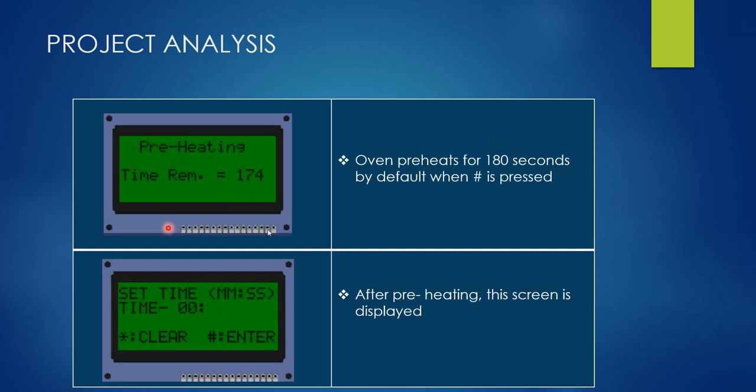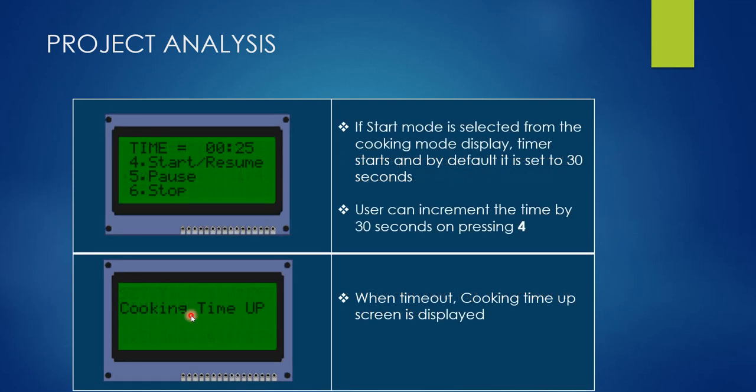Then the process will be the same as before in the convection mode, but before that, the oven preheats for 180 seconds by default when the hash is pressed. Hash means enter. If the process begins, it preheats for 180 seconds, and after preheating the set time screen appears again, and the user has to input the seconds and minutes. Then the process will be the same as before.